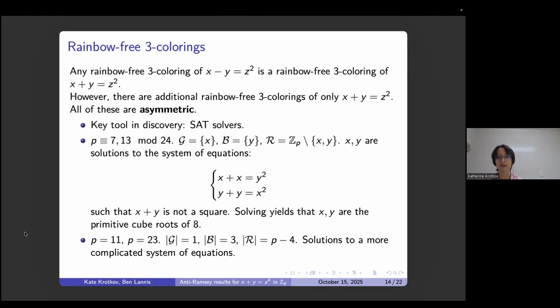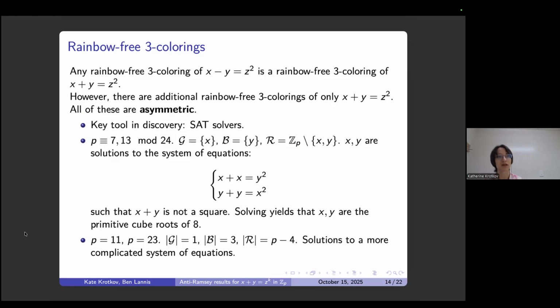Okay, yeah, and as I said earlier, the rainbow-free three colorings of ZP under the subtraction equation are a subset of the rainbow-free three colorings that we have, and the ones that we have that are distinct from theirs are asymmetric. And I do want to clarify that it's not the case that every single prime P has rainbow-free three colorings of ZP that are not seen in x minus y equals z squared. Sometimes these sets of rainbow-free three colorings are equal, but we do have families of solutions that are different. And so one of the main things that helped us find these were SAT solvers.